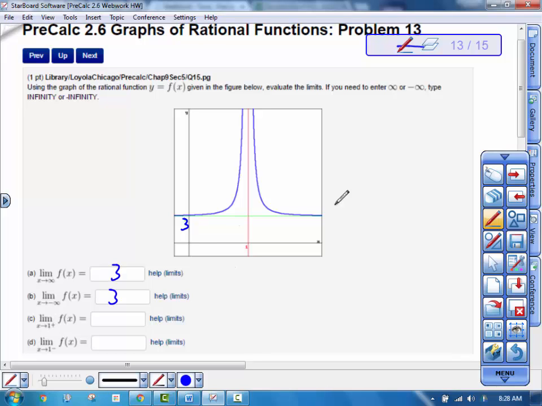As x approaches 1 from the right, this goes up to positive infinity. So I would just say infinity. And as x goes towards 1 from the left, it goes up to infinity as well.